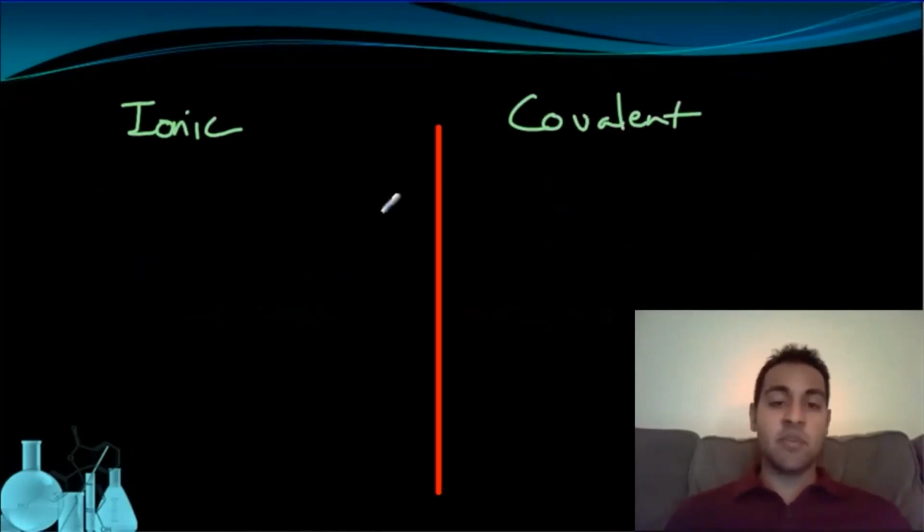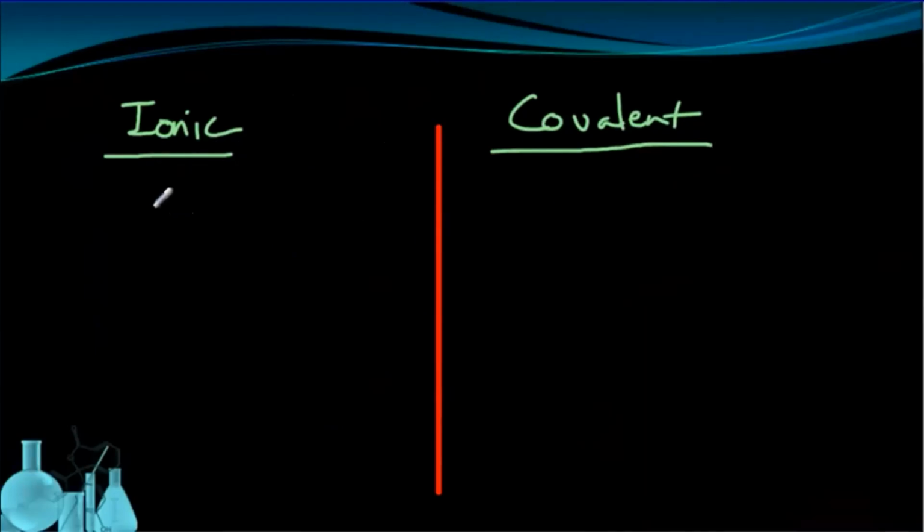Many of these properties we're going to be looking at are basically guidelines. Again, there are always going to be exceptions when some compounds don't have particular properties. They don't have to have all of the properties, but this is a general idea of the properties ionic compounds have versus the properties covalent compounds have. So let's start with ionic compounds.